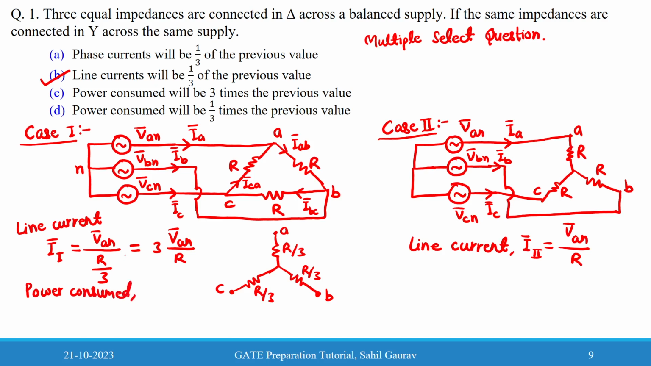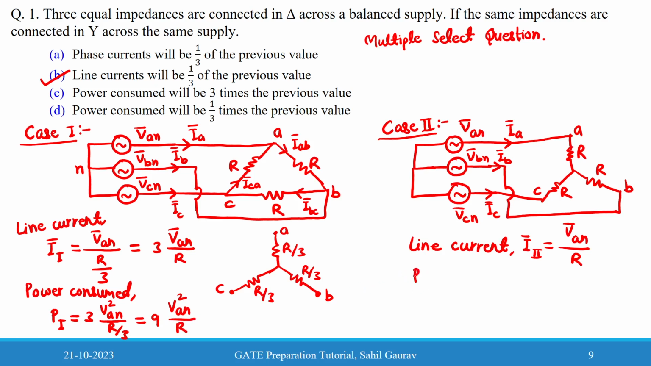Power consumed in the first case will be 3 root 3 times VAN squared divided by R divided by 3. So it is coming as 9 VAN squared. We are taking magnitude, so 9 VAN squared divided by R.